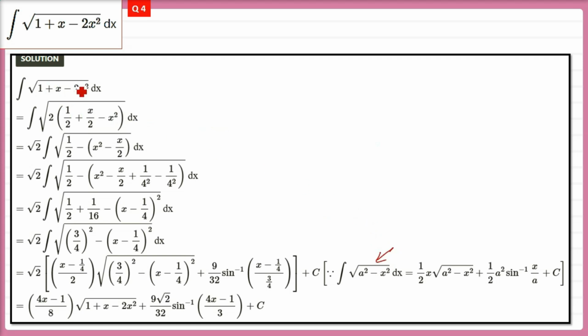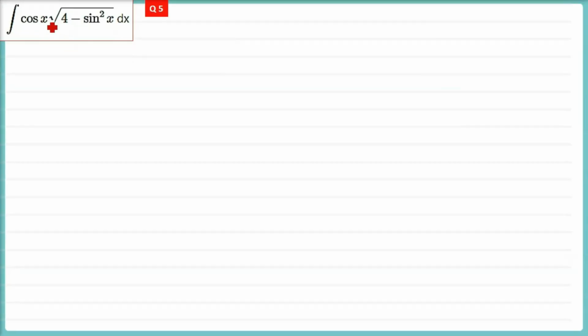Remember this formula, it will be easier for you to solve this question. Cos x under root 4 minus sin square x. So by the virtue of differentiation, we know that sin x, if differentiated, can give you cos x. And since we are doing the questions of a certain formula, that formula can be applied. So if we take t equals sin x, and we differentiate both the sides, dt by dx will be equal to d by dx of sin x, that will give you cos x. So dt will be equal to cos x into dx.